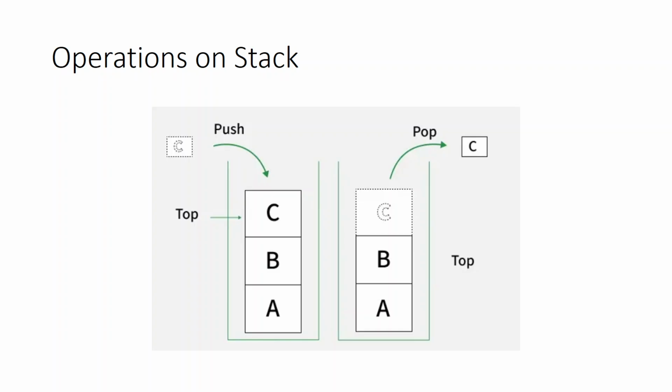Operations on stack are push and pop. Push means inserting an element into the stack. Pop means removing the top element from the stack. Here, the insertion and deletion take place at one end of the stack, which is called the top of the stack. Here, top is a pointer. It always points to the last element in the stack.